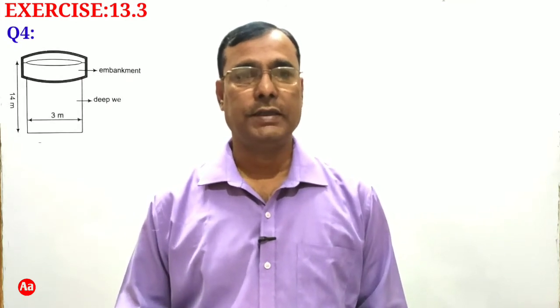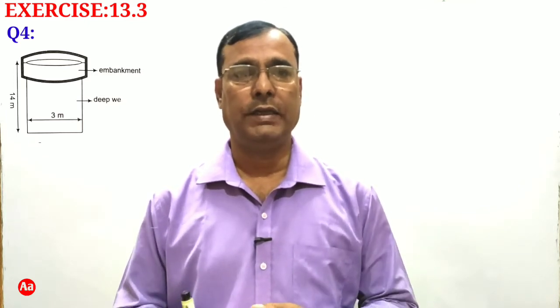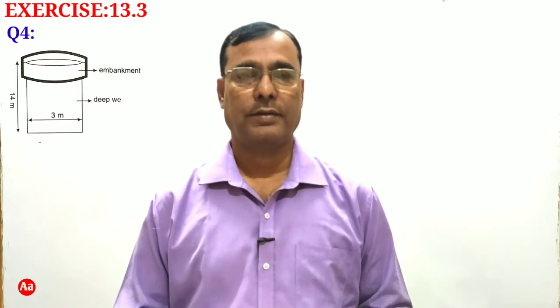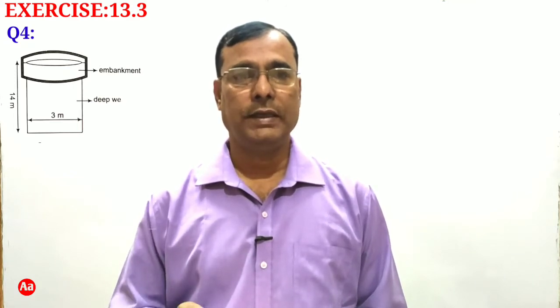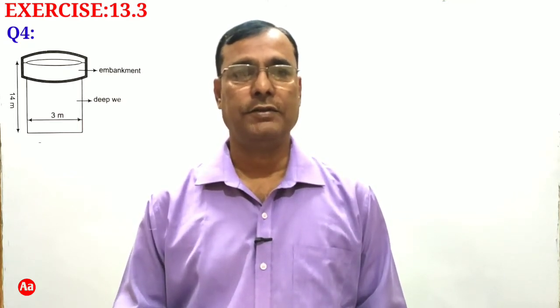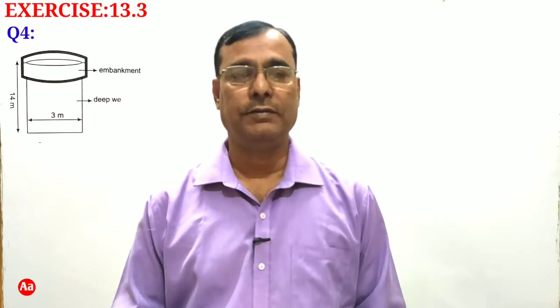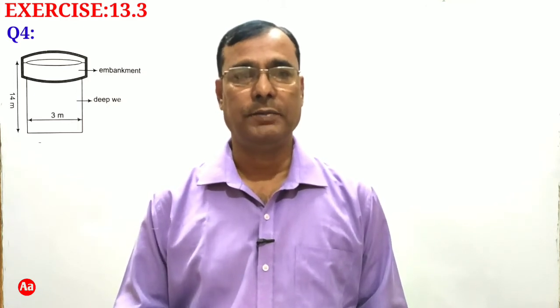Question number 4. A well of diameter 3 meter is dug 14 meter deep. The earth taken out from it has been evenly spread all around it in the form of circular ring of width 4 meter to form an embankment. Find the height of the embankment.